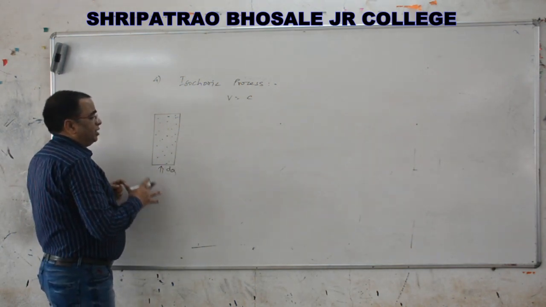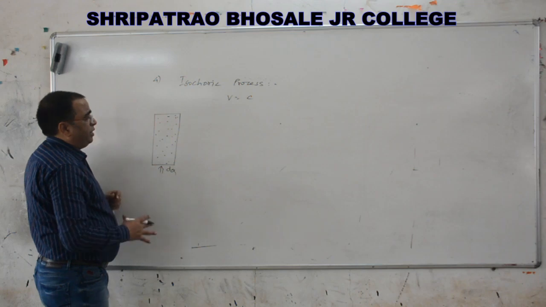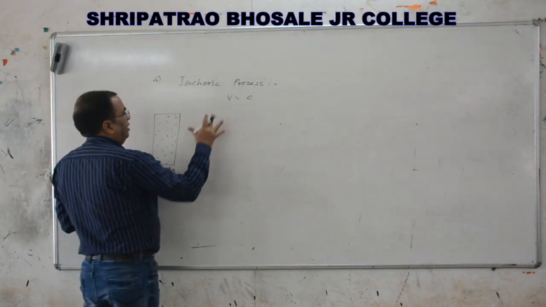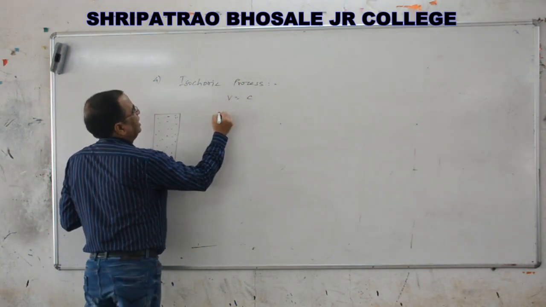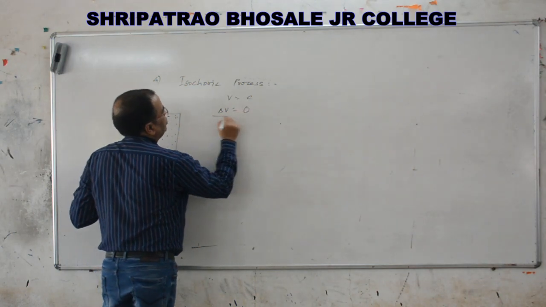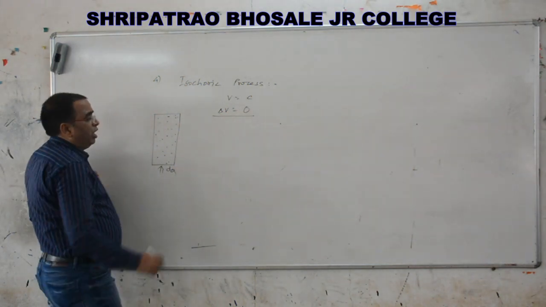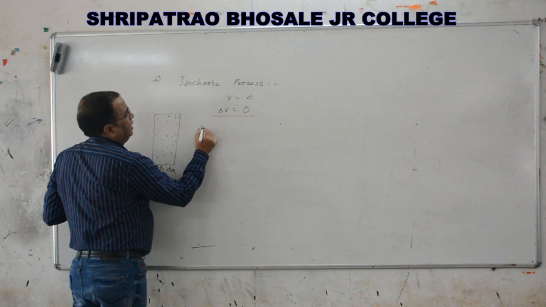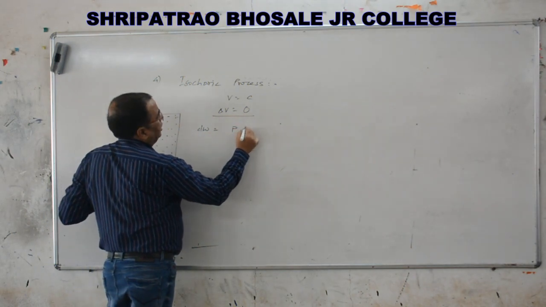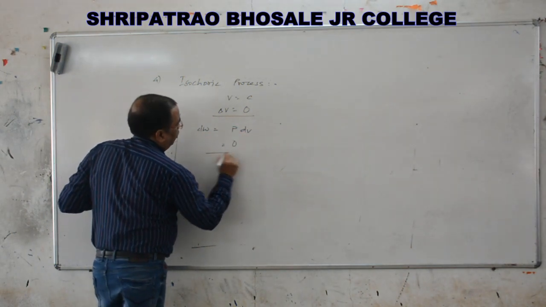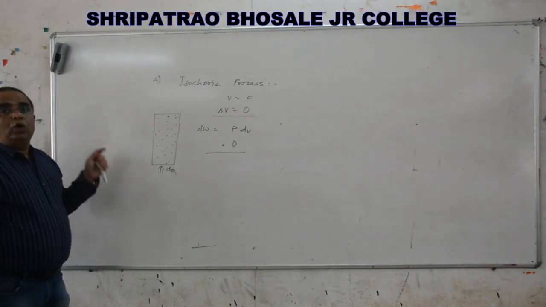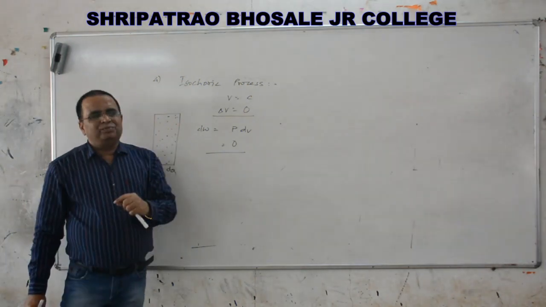So that means neither expanded nor compressed, right? So definitely volume is kept constant, or we can say delta V is 0, change in volume is 0, and we know the work done dW is written as P dV. Since dV is 0, work done by the gas is 0, or work done on the gas, both is 0.